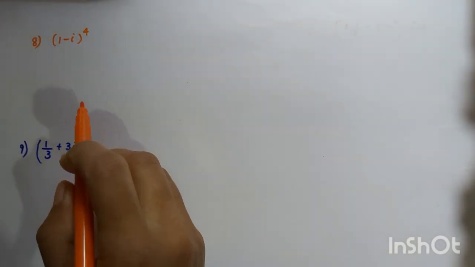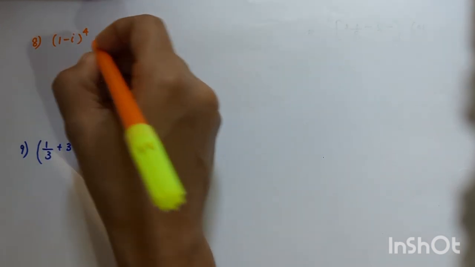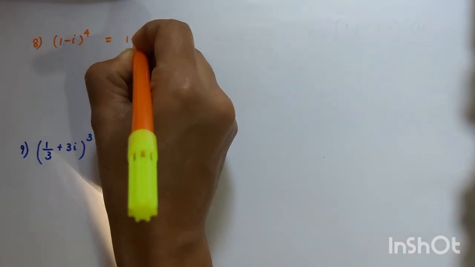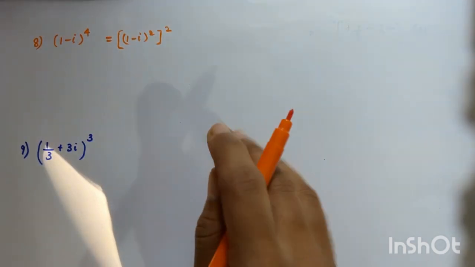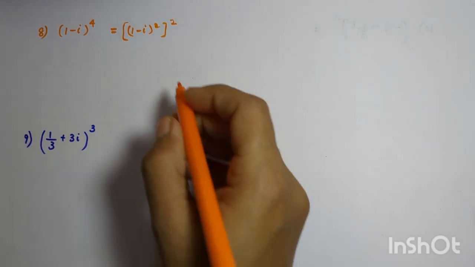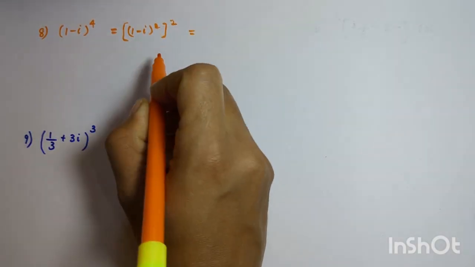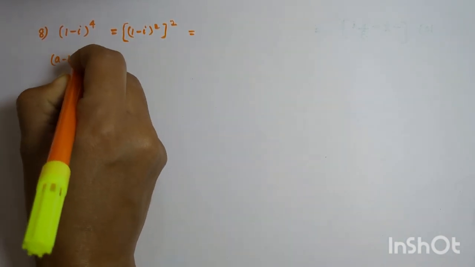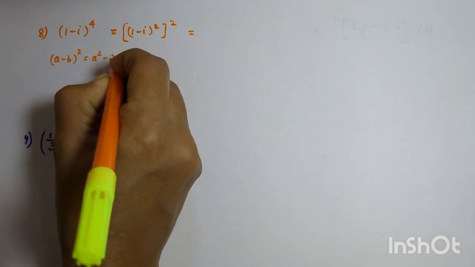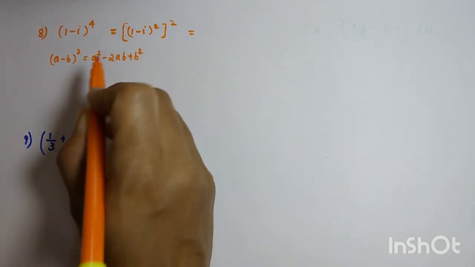Now the eighth one is (1 minus i) all raised to 4. So you see (1 minus i) all raised to 4 can actually be written as ((1 minus i) all square) then all square. Right. Now this is actually in the form, you see, (1 minus i) square all square. So this is like in the form (a minus b) all square. (a minus b) all square is actually equal to a square minus 2ab plus b square. You see this is true for real numbers as well as for complex numbers.